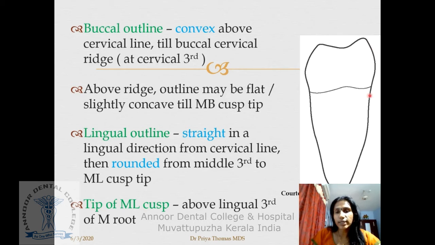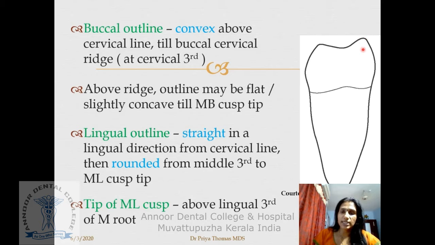If you look at the lingual outline, from the cervical line to the middle third, it is kind of straight. So this part is straight. From here till the cusp tip, it is convex. So this part is convex. Here, from the third to the cusp tip, it is kind of straight or flat.